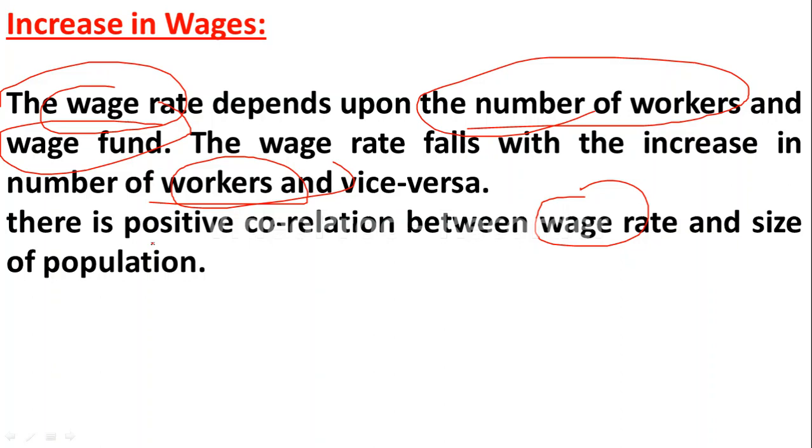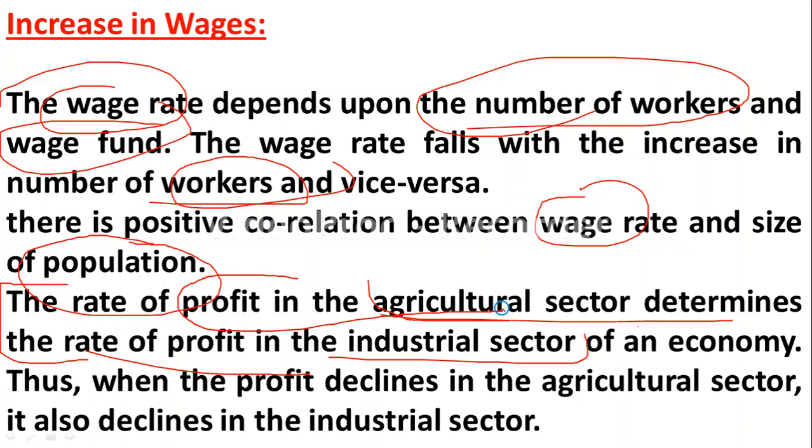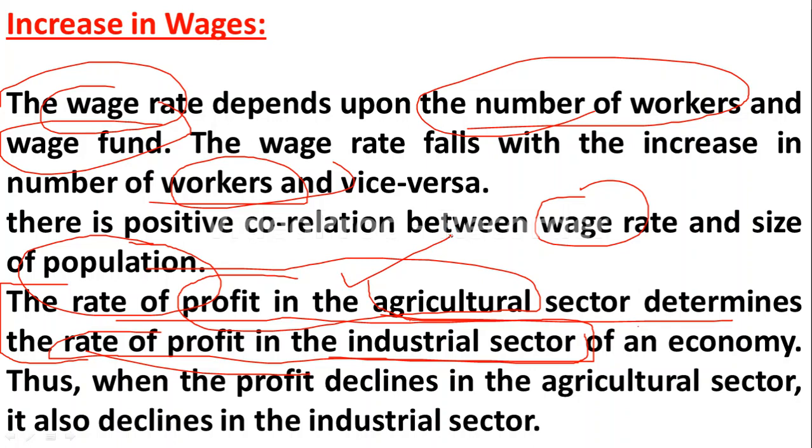So the rate of profit in the agricultural sector determines the rate of profit in the industrial sector. Please remember this. According to David Ricardo, both the sectors are interrelated. The profit in the agricultural sector determines the rate of profit in the industrial sector, because whatever goods are produced in the industrial sector are demanded by the agriculture sector. Thus, when the profit declines in the agriculture sector, it also declines in the industrial sector. If there is less profit in the agriculture sector, then profit in the industrial sector will also decline.